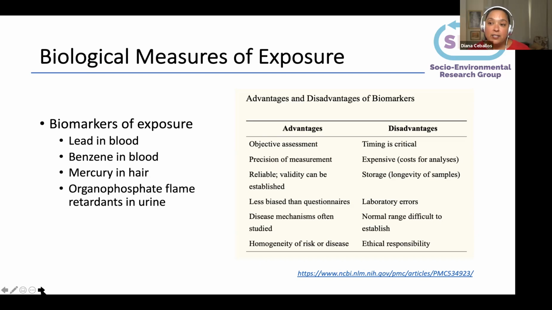There's many advantages and disadvantages on using biomarkers, but one of the main disadvantages, besides being expensive and labor intensive, is that timing is very critical. And so, for example, if you're collecting lead in blood, it's not so critical, the timing. But if you collect benzene in blood, because benzene is very volatile, the timing with the exposure is very critical. And so having that in consideration is very important before making decisions on when to sample.